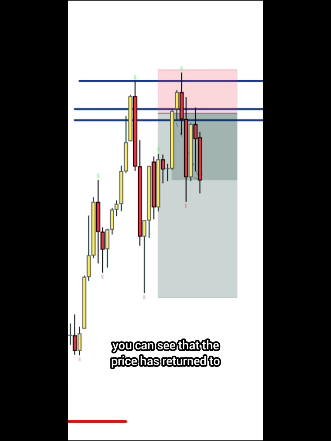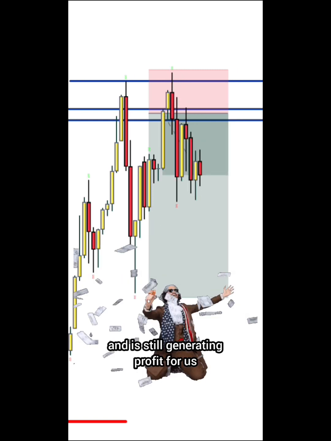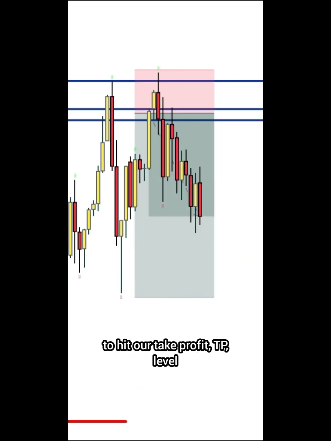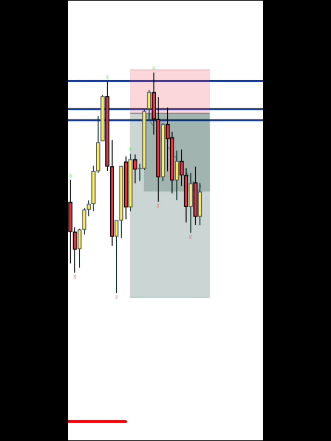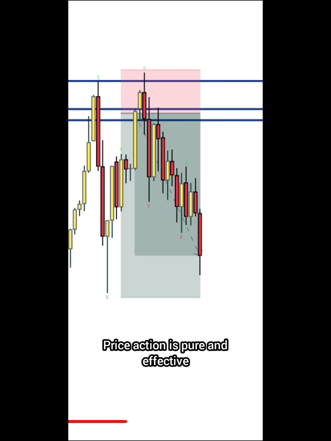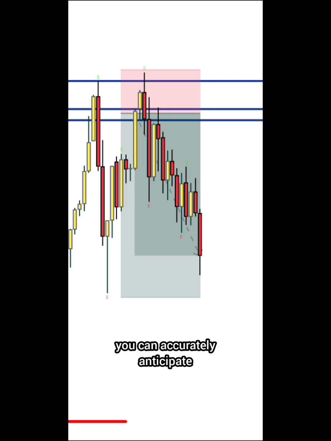You can see that the price has returned to our zone for the second time. As expected, it reversed again and is still generating profit for us. Now, we're patiently waiting for the price to hit our take profit, TP, level. This demonstrates the power of understanding candlestick patterns. Price action is pure and effective. You don't need complex indicators or a screen filled with signals. All you need is a deep understanding of price movement, momentum, candlestick behavior, support, and resistance zones. With that knowledge, you can accurately anticipate where the price is headed.